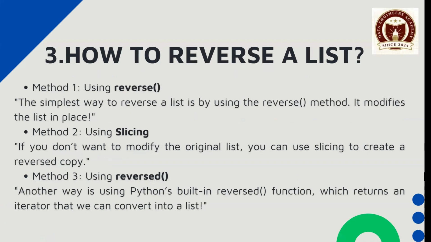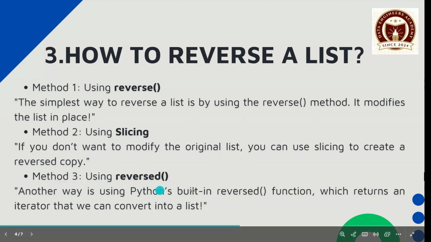How to reverse a list? We have three different methods to reverse a list. Using the reverse method, the simplest way to reverse a list, it modifies the list in place. The next method is using slicing. If you don't want to modify the original list and you need to reverse a list, you can use slicing to create a reversed copy. And the third method is using the reversed function, Python's built-in function, which returns an iterator that we can convert into a list. Let us see practically one by one.